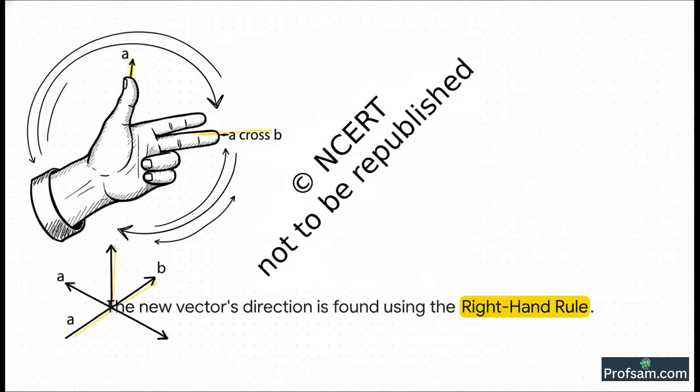For that, we use something called the right-hand rule. If you point your index finger along the first vector, A, and your middle finger along the second vector, B, then your thumb will naturally point in the direction of the new vector, A cross B. It's always perpendicular to the first two vectors.